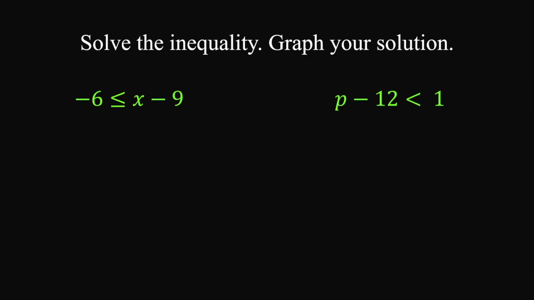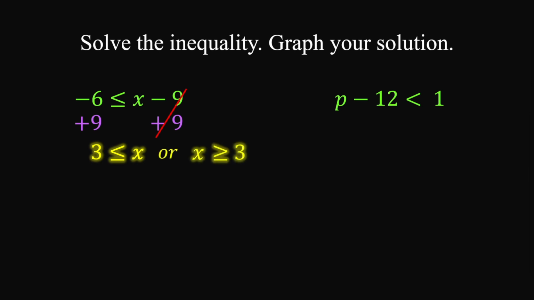To solve this inequality, -6 is less than or equal to x minus 9. We add 9 to both sides to isolate the variable. And adding 9 to -6 gives us 3 is less than or equal to x, indicating that x is greater than or equal to 3.